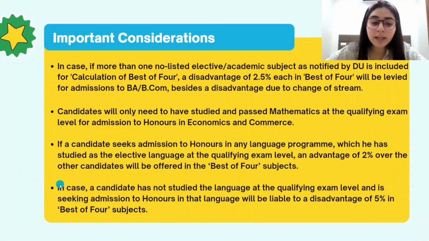Next point, in case a candidate has not studied the language at the qualifying exam level and is seeking admission to honors in that language, he will have to face a disadvantage of 5% in best of 4 calculation. So if you are seeking admission in honors of any language and you haven't studied that language in class 12, you will have to face a reduction of 5%.